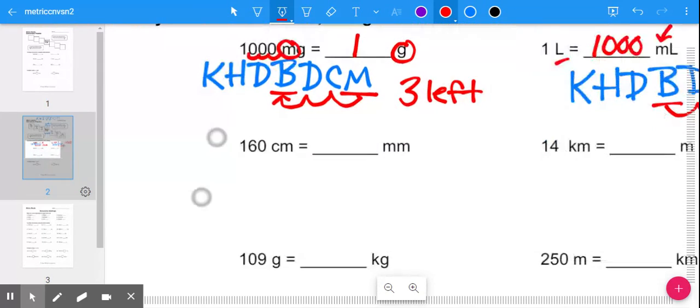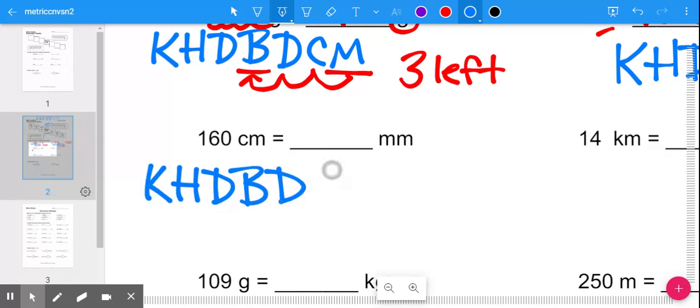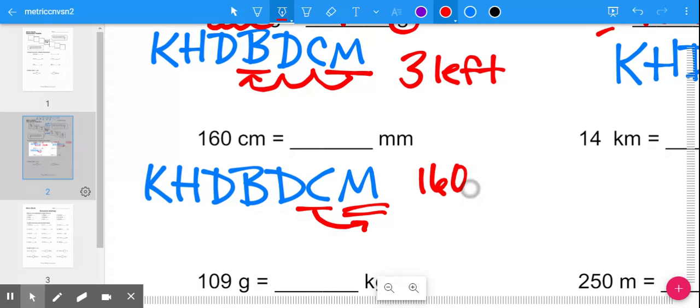So moving right along, in this one we're going from centimeters to millimeters. So we're going from centi to milli. So we're going to go 1 time to the right. So when you have that 160, you're moving your decimal 1 time to the right, which leaves us with 1,600.